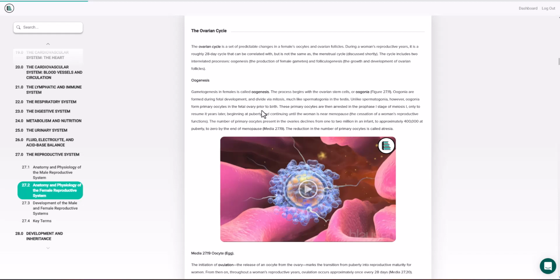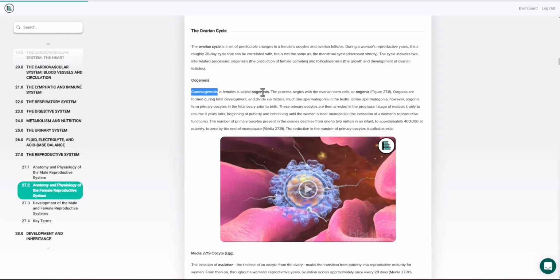Now, these two processes together, spermatogenesis and oogenesis, are two types of gametogenesis. So gametogenesis is simply the formation of gametes. In the female, we would call this process oogenesis. In the male, we call this process spermatogenesis. This is where, though, there's a huge difference between male and female.